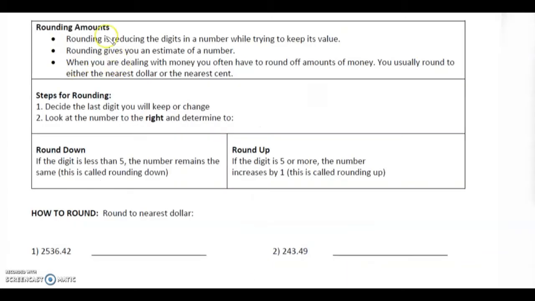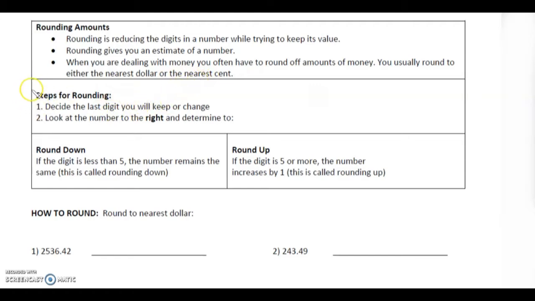Okay, rounding amounts. So rounding is reducing the digits in a number while trying to keep its value. Okay, rounding gives you an estimate of the number. When you're dealing with money, you often have to round off amounts of money. You usually round to either like the nearest dollar or the nearest cent.